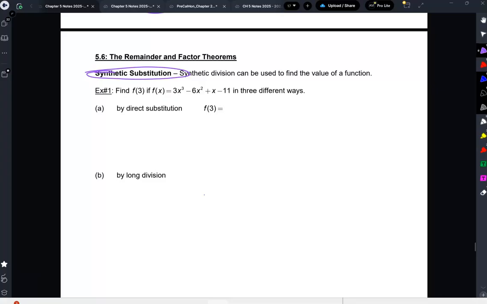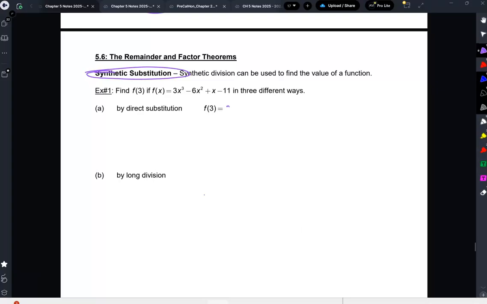Basically, take a look. We have seen this type of problem so many times. Find f of 3 if this is f of x, right? But we're going to now do this in 3 different ways. The first thing is by direct substitution. This is how you've always done it, right?